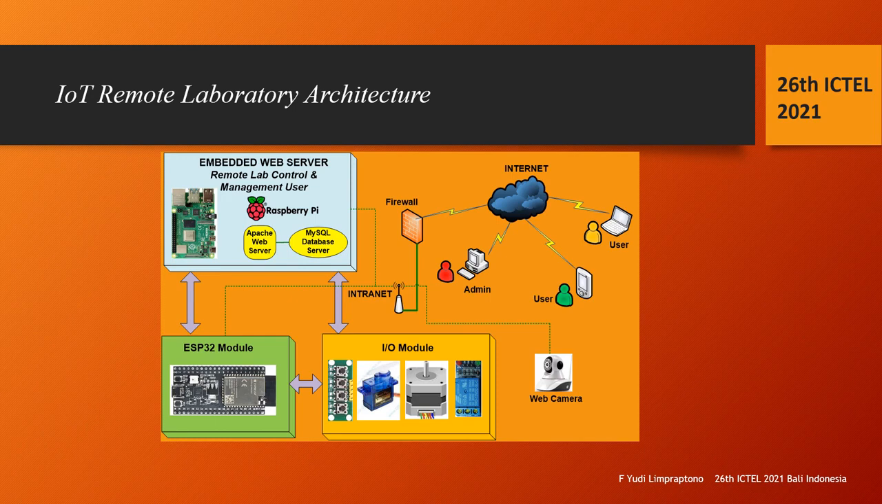IoT Remote Laboratory Architecture. The IoT Remote Laboratory Architecture consists of 3 parts. First, an embedded web server based on Raspberry Pi 4 with an operating system based on Raspbian Linux. The embedded web server functions to control the IoT experiment module and to manage remote laboratory users. The server runs Apache Web Server application, MySQL database server, web-based user management application, and Arduino IDE application.